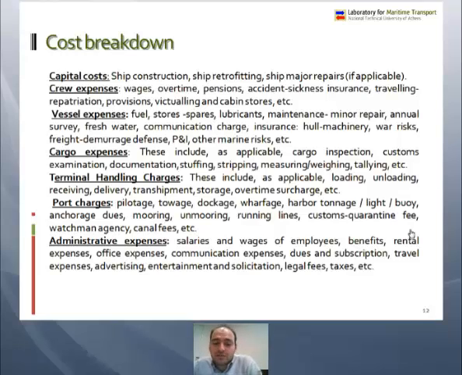And we also have administrative expenses: salaries and wages of employees, other benefits, office expenses. I'm not talking about the crew. Besides the personnel that we have on the vessel, we have other personnel ashore, and we probably rent an office, so we have these office expenses. We pay salaries, as I said, for the employees, and so on. We have various legal fees, and other taxes.